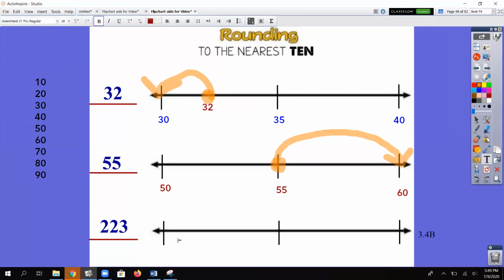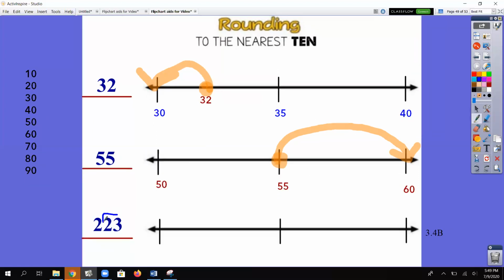Okay, the last one has 3 digits. And you have to think about this a little differently. You have to look at this 23.